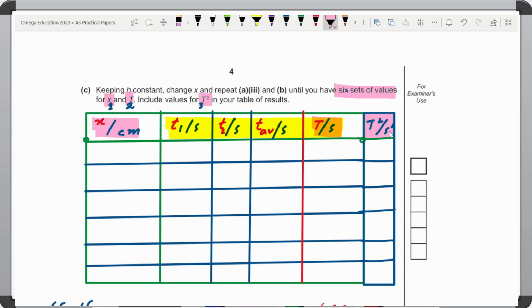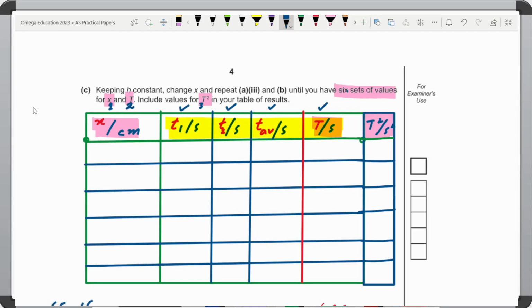Okay, I'm insisting you memorize it for a fact that whenever you have to draw a table of an experiment that includes the oscillation, you have to include first t1/second, which is the time of, let's say, 10 oscillations, t2 again time of 10 oscillations, t average, the average of these two, capital T, time of 1 oscillation, and t square, just hitting it on the calculator, the square of t.